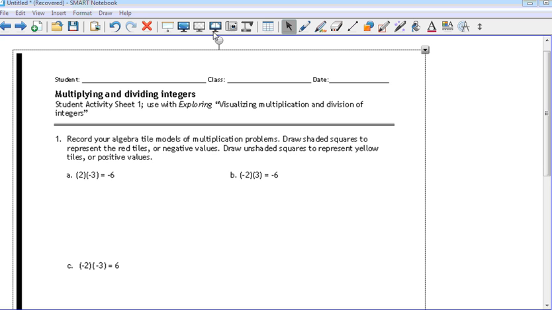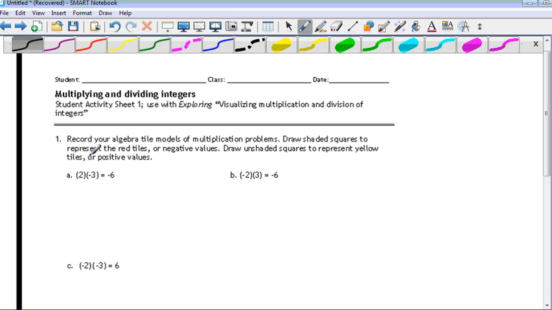So for today's homework, I want you guys to draw out these problems. The way that you read out this problem is 2 times negative 3 equals negative 6. This is for number 1A. Now, here's what we did in class. We had this problem, and now we have to explain it out.